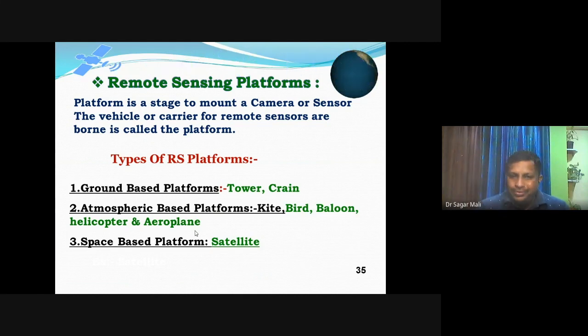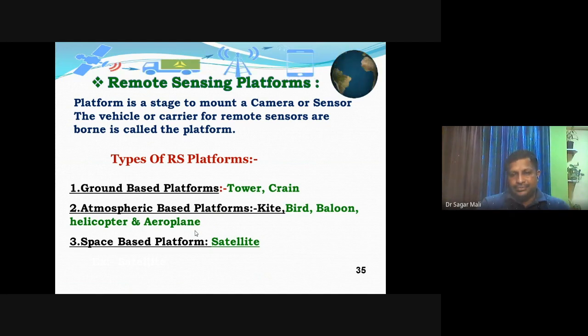Above the bird is a balloon, then helicopter and aeroplane. No doubt, in World War One and Two, the role of the aerial platform, especially the aeroplane, was very high in acquiring systematic pictures of the enemy countries or areas.